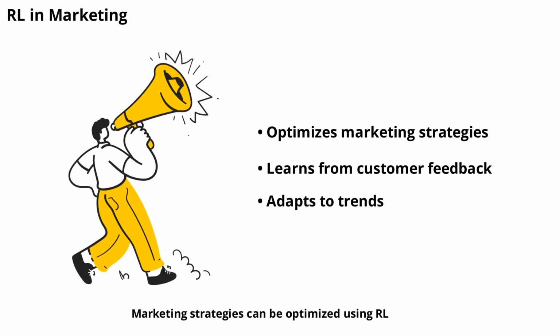Marketing strategies can be optimized using RL. Agents learn to select the best advertisements, offers, or messages for different customers, maximizing engagement and sales. By continuously learning from customer responses, RL-driven marketing adapts to changing trends and preferences, delivering more effective campaigns.